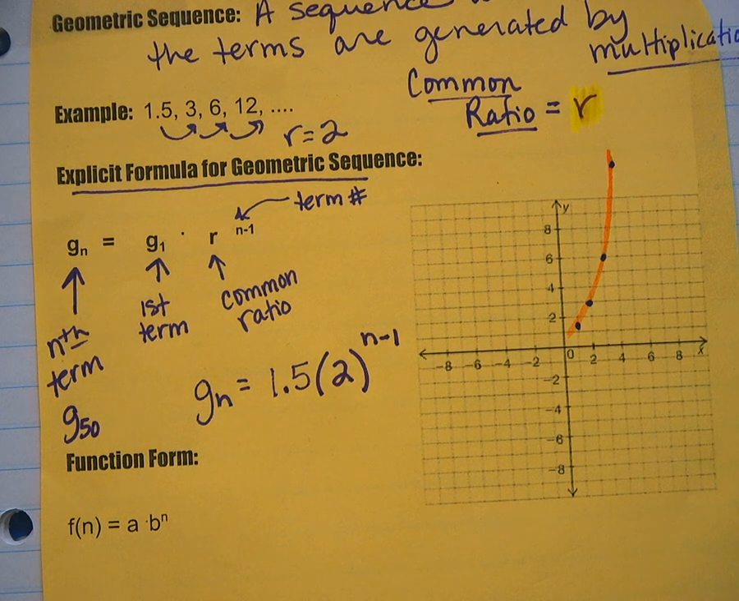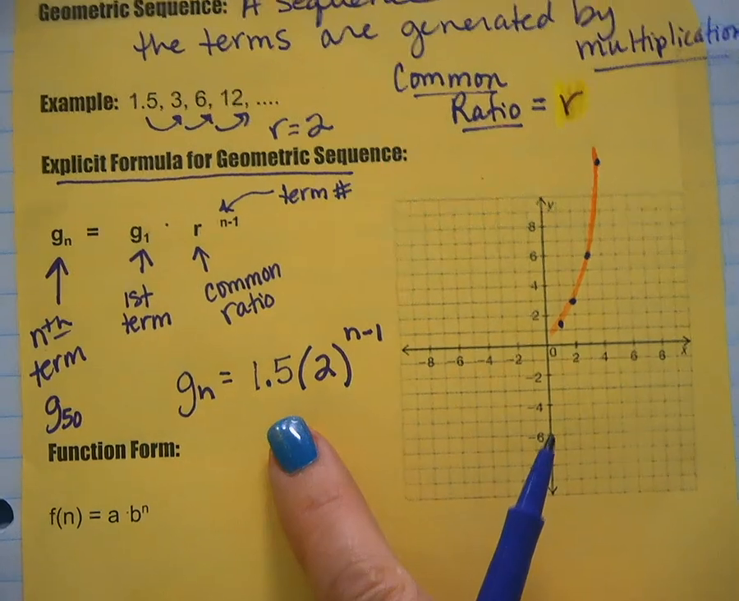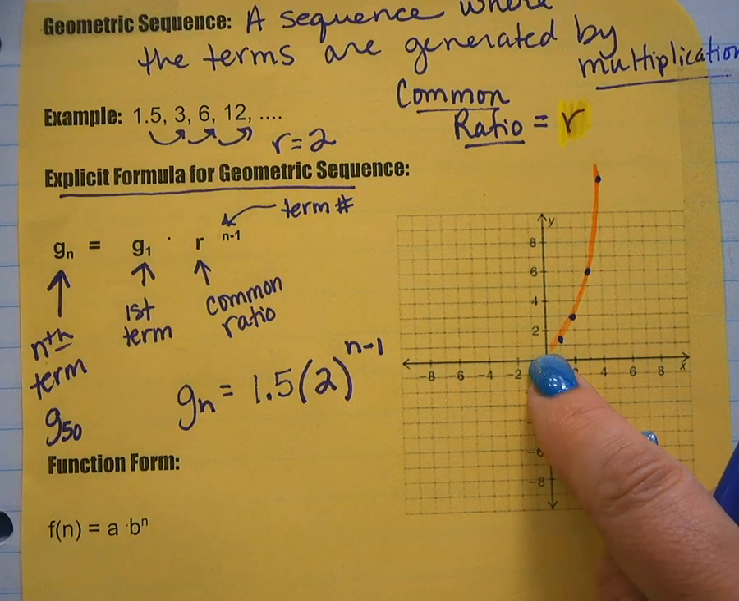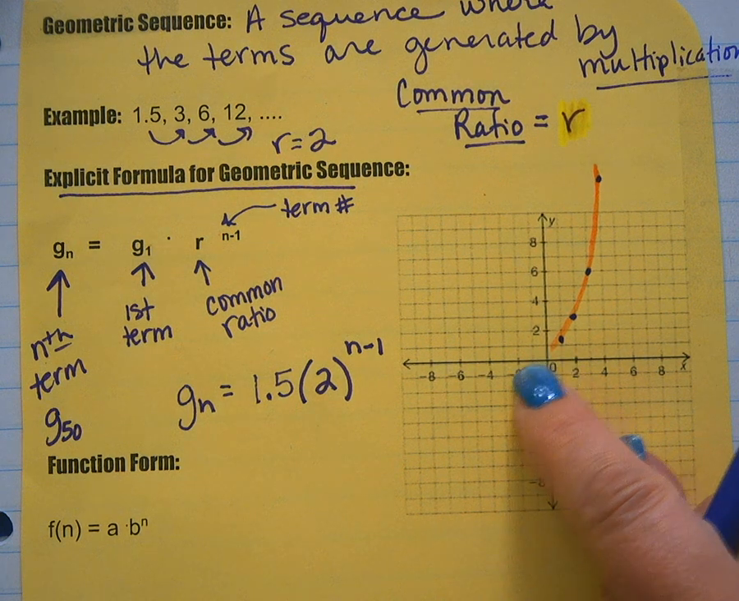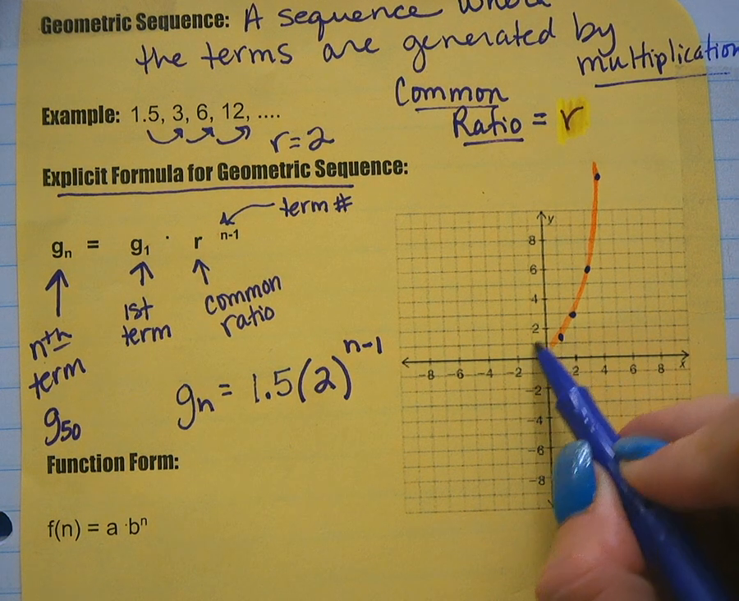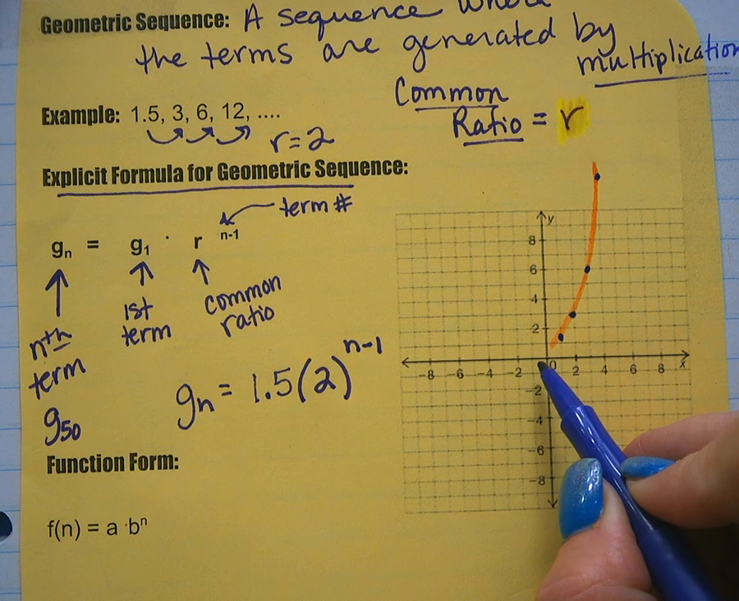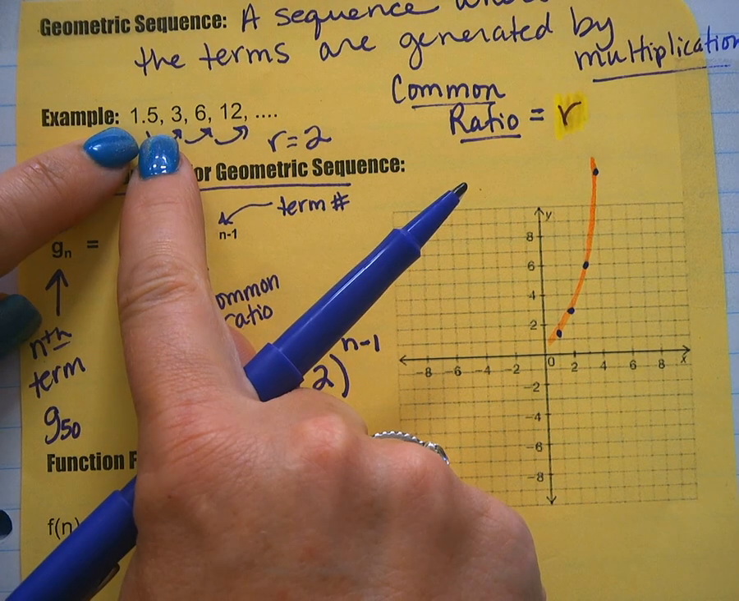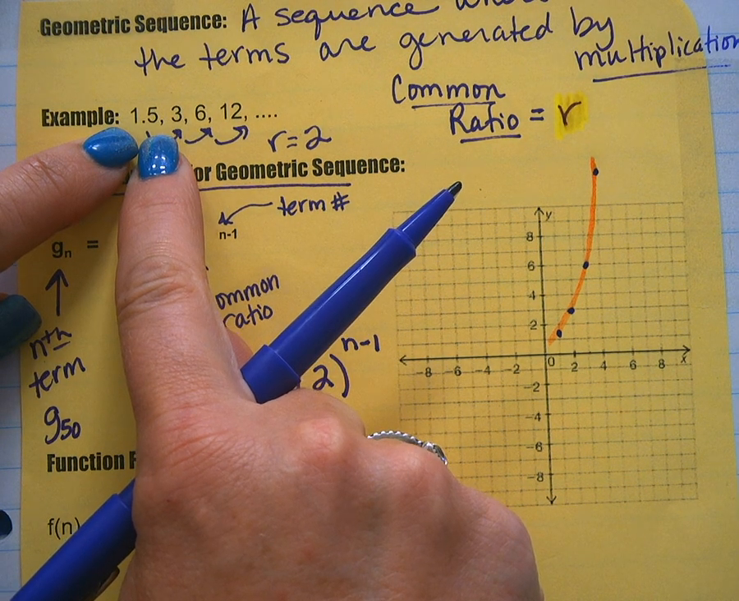Okay. Notice that this does not generate the 0th term. And so therefore, if we wanted to look at this as a function, we wouldn't be able to see the 0th term would be the y-intercept. So to figure out that 0th term, what would we have to do? Any ideas?